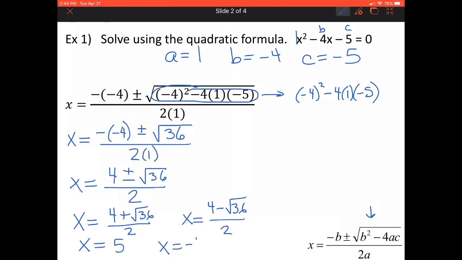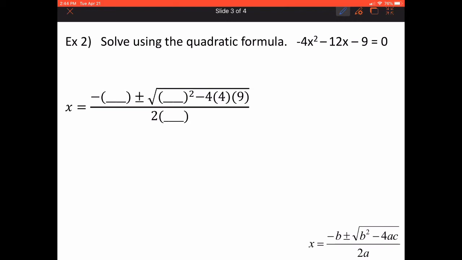and negative 1. And I got two answers, just like when we solved by graphing and you saw you had two x-intercepts. When you solved by factoring, you had two different parentheses, you set them both equal to 0, and when you solved by taking the square root of both sides, you put a positive and a negative answer. So most of the time you had two different answers.